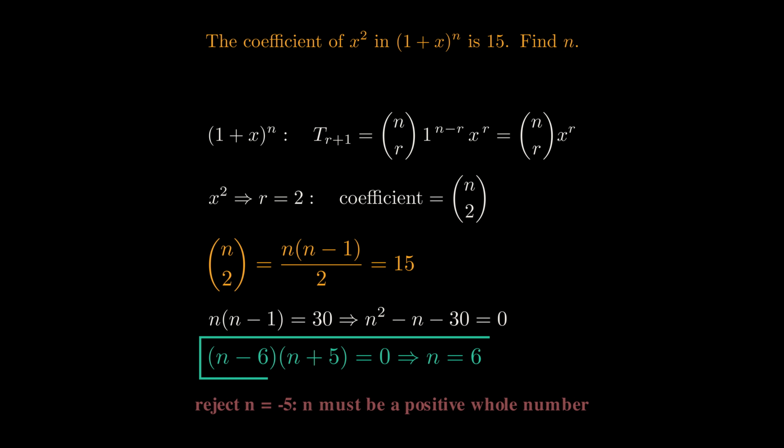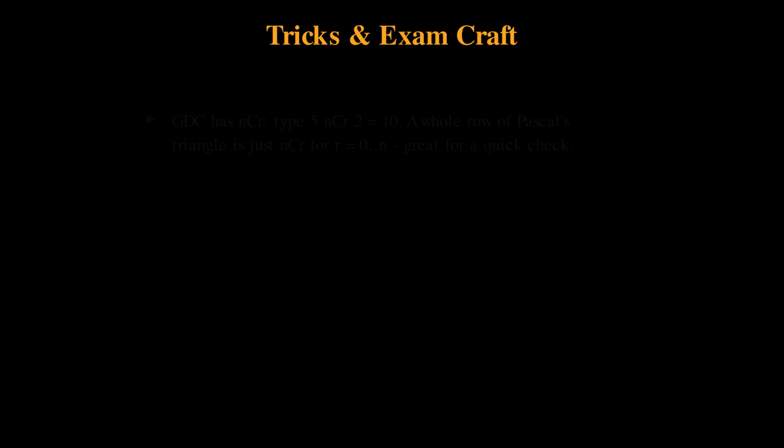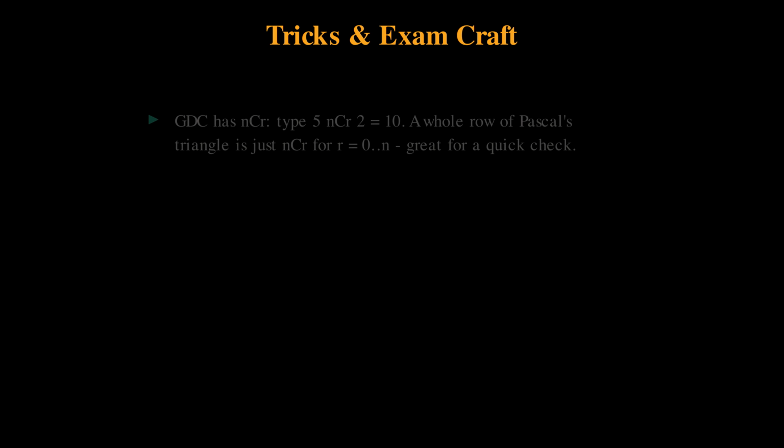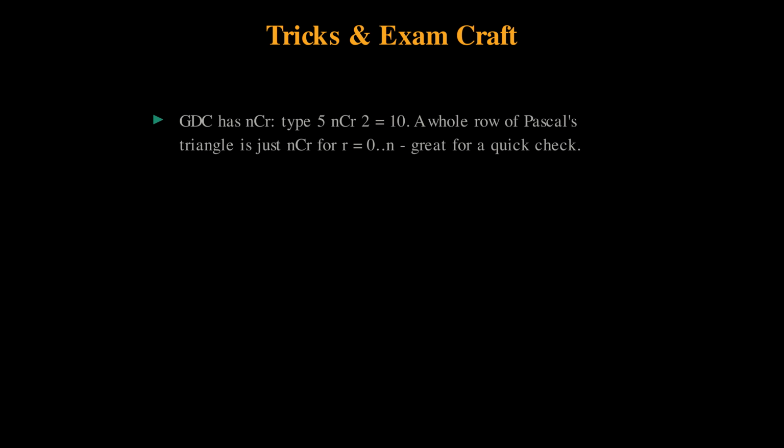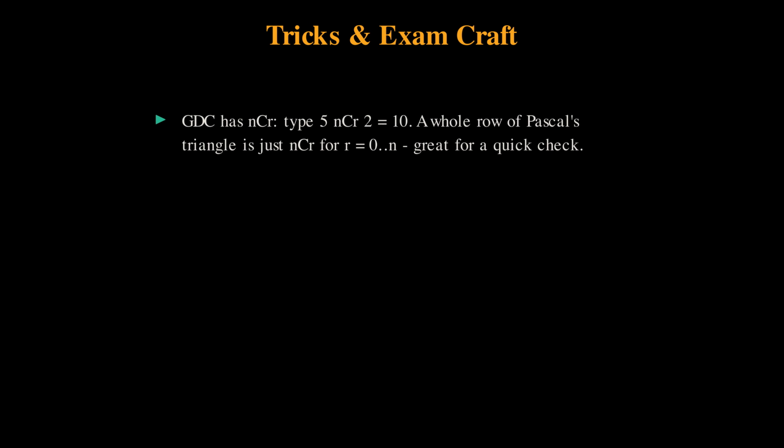So we throw out minus 5 and keep n equals 6. Working backward like this, spotting that a coefficient hides a small quadratic in n, is a classic harder paper move. Now the exam craft. 5 things that separate full marks from nearly. First, your calculator has an nCr command. Type 5 nCr 2 and get 10. A whole row of Pascal's triangle is just those combinations, so you can check any row instantly.